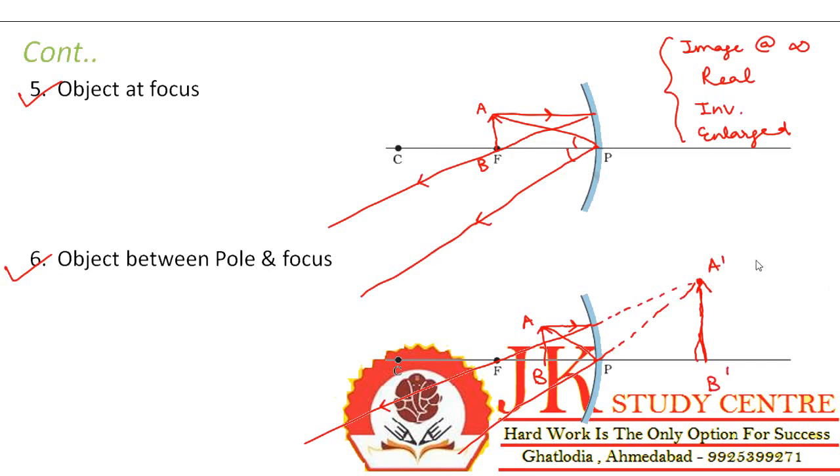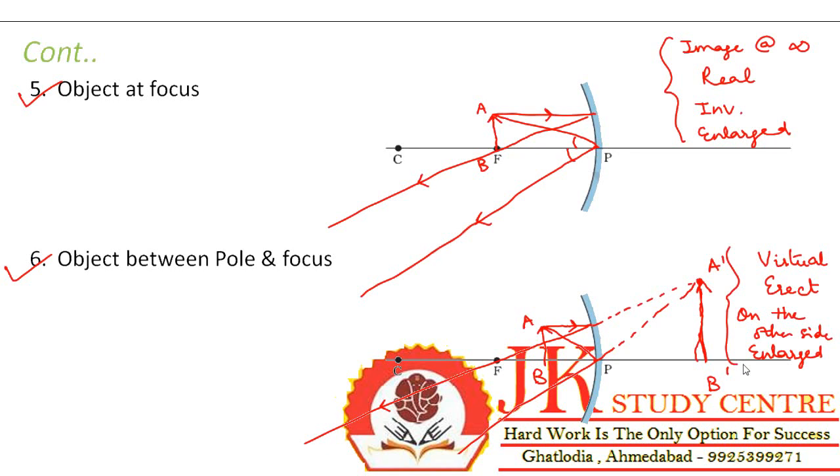So in this case, what is the nature of the image? It is virtual, because in this case the rays do not meet actually. The image is erect. What is the location of the image? In this case, the image is formed on the other side of the mirror. Till now the image was getting formed on the same side of the mirror. Now it is formed on the other side of the mirror. What about the size of the image? It is enlarged, right?